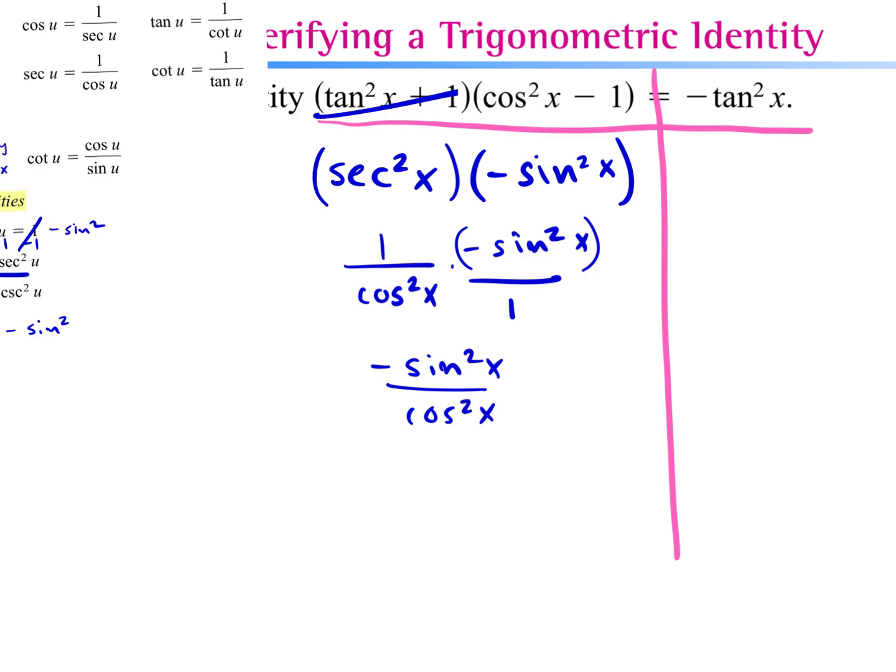What's sine over cosine simplified to? Tangent. So this would be negative. Since they're both squared, it'd be negative tangent squared. What was our goal? Negative tangent squared. So we're done.